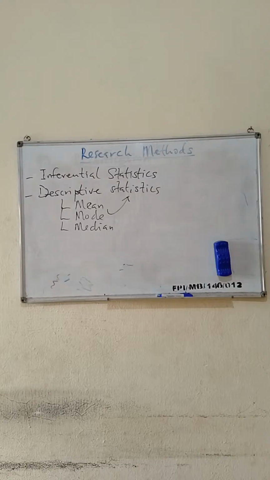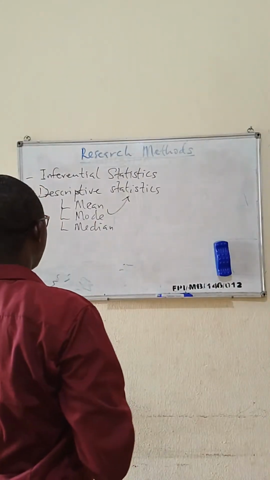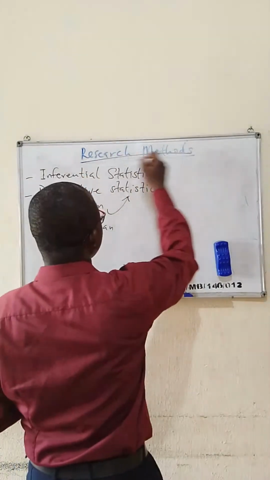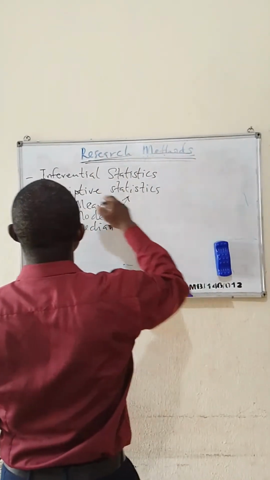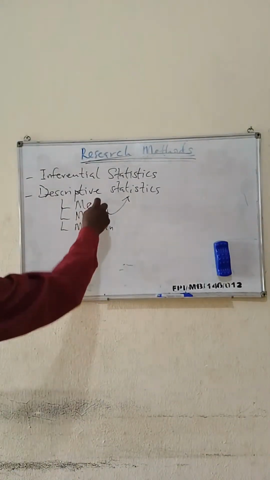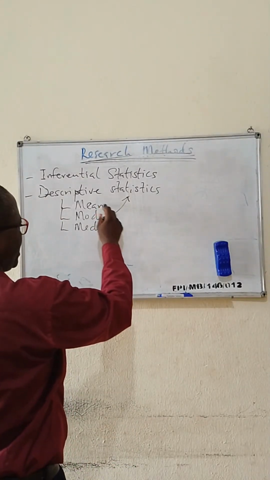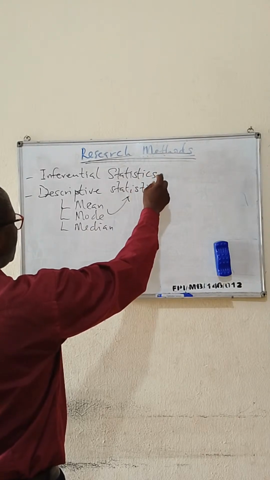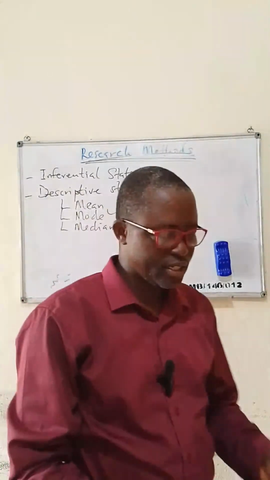So now we want to look at the research methods and how we can analyze data. Like I said earlier, our main focus will be on inferential statistics. We are not going to do much on descriptive statistics. Now, we are going to also use the mean, which is the arithmetic mean or average, in the inferential statistics that we are looking at.